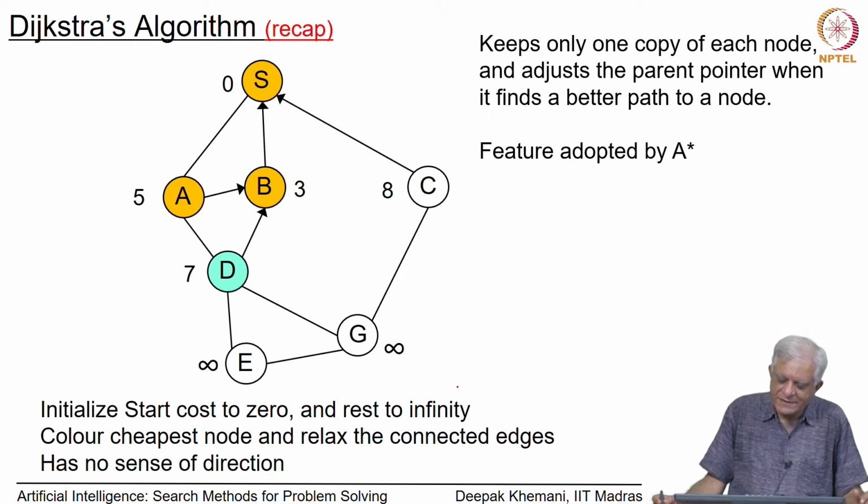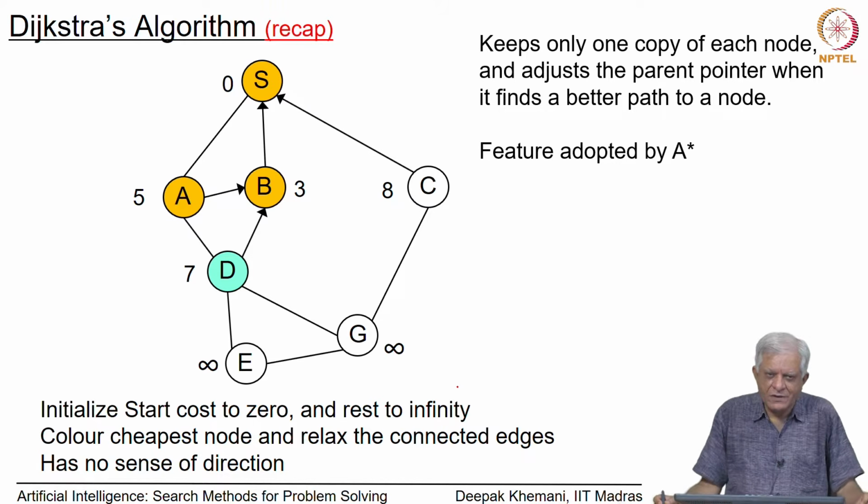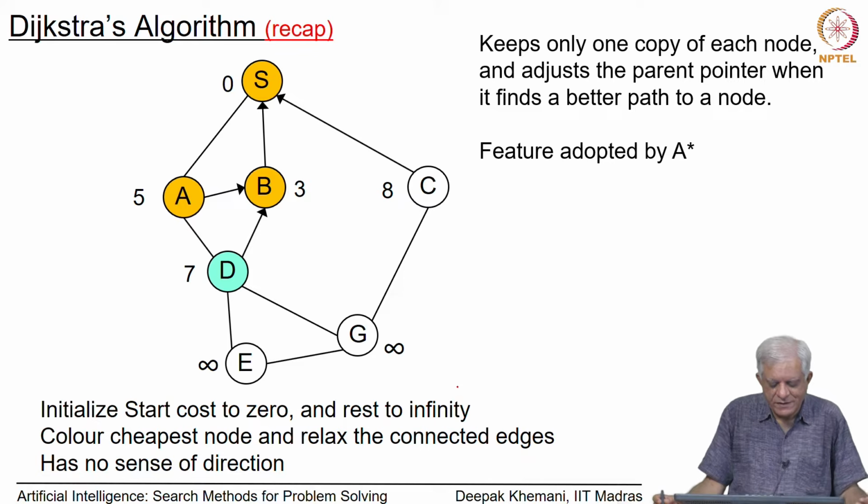So, the nice thing about Dijkstra's algorithm is that it keeps only one copy of each node and adjusts the parent pointer when it finds a better path to the node. So, no point keeping longer paths to a given node. For example, the node D, the best path is from B to D. So, no point keeping a path from S to A to D, or S to A to B to D, or S to B to A to D. Dijkstra's algorithm only keeps the best path it has found to a node, because from this node onwards the search is independent of what it has found so far. This is a feature that the A star algorithm also adopts essentially.